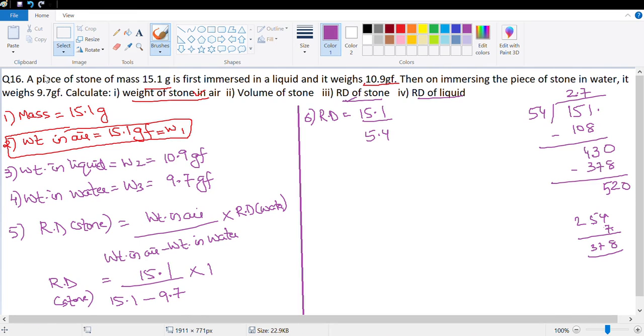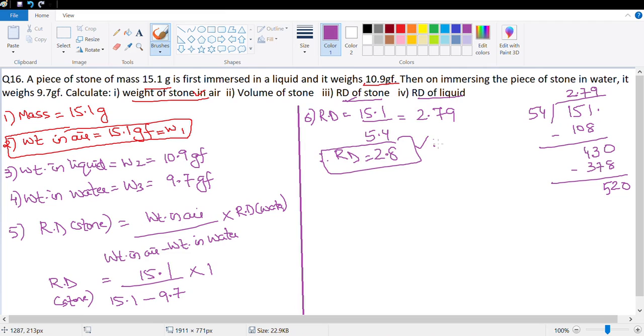Now this would be 9. So 2.79. So relative density is equal to 2.79. They haven't said, since the question is given in one decimal place, I can round it off to 2.8. So the relative density of the stone is 2.8. So that part of the question is also done.